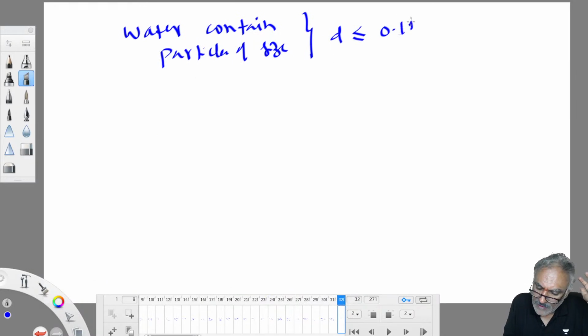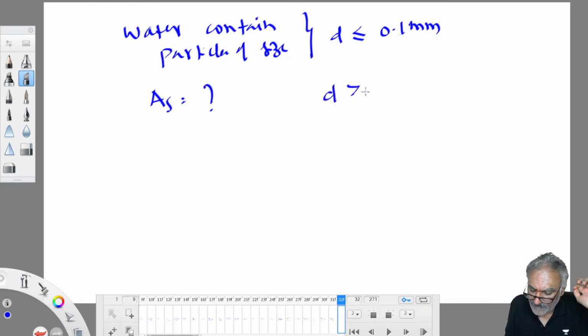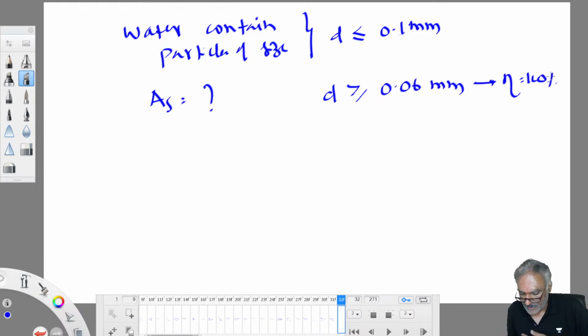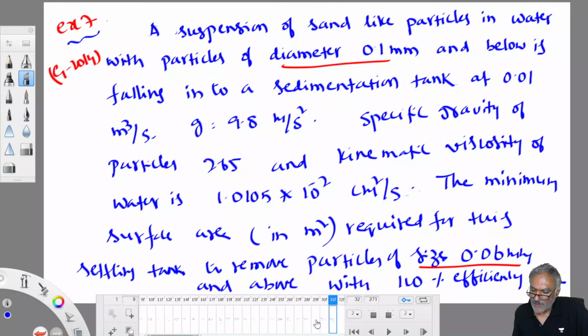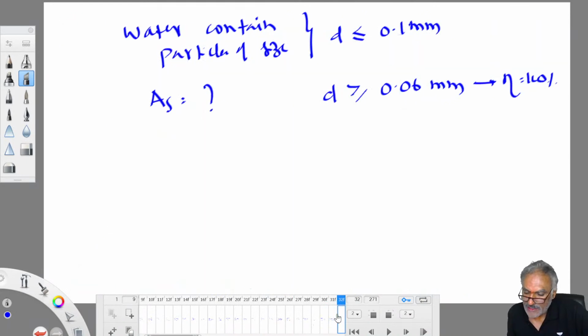This is given. So water contains all particles of size less than 0.1 mm. In this, what you are expected to find out is the surface area of the sedimentation tank to capture particles of diameter greater than or equal to 0.06 mm with 100% efficiency. That is the question.